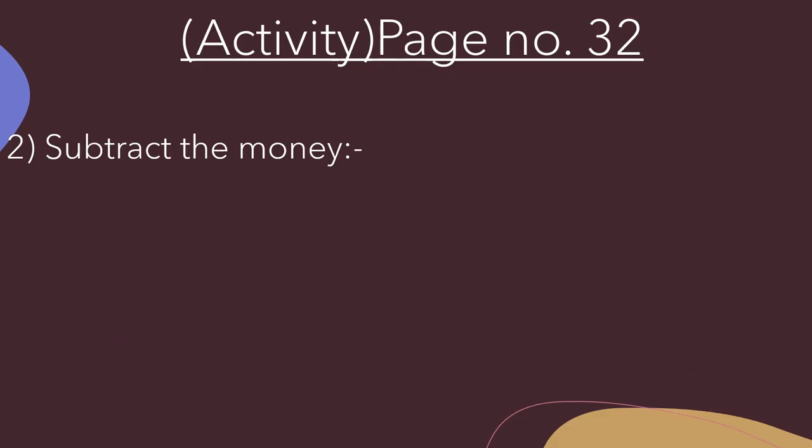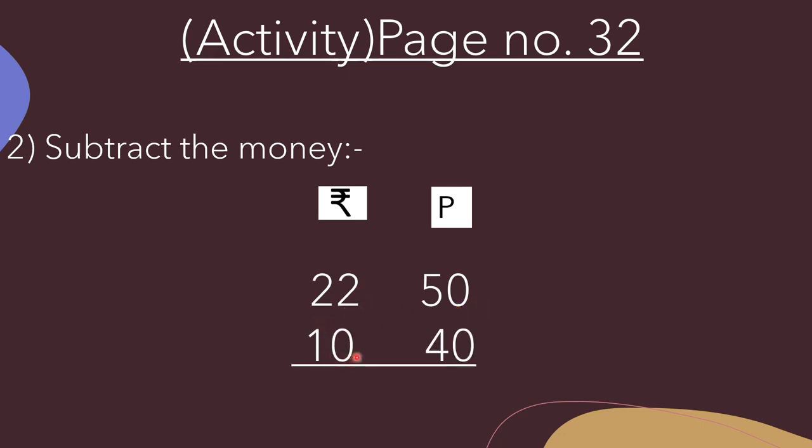Okay. Now in the next sum, it is given 22 rupees 50 paise and we have to subtract 10 rupees 40 paise from it. Okay, so here we will put the minus sign. 0 minus 0 is equal to 0. 5 minus 4 is equal to 1. Okay, and 2 minus 0 is equal to 2. And 2 minus 1 is equal to 1. So what is the answer, beta? That is 12 rupees and 10 paise. Understood? You have to practice it.